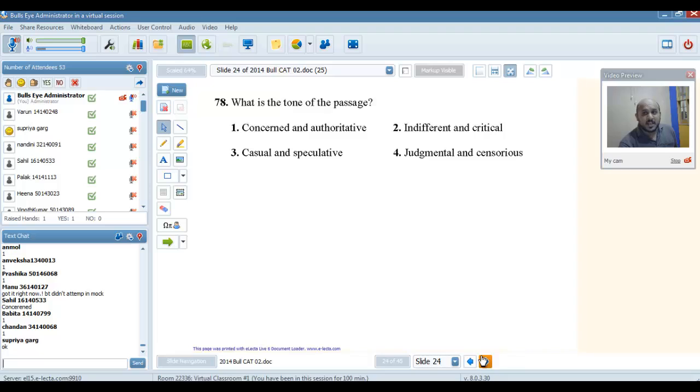Judgmental is he takes up a strong point of view and says this is the only thing which can be correct in the world. He does not do that. In comparison, option number 1 has the word authoritative, which simply means whatever he mentions in the paragraph, he is sure about it. So he is talking from a position of authority, that this is what is happening. That is why the answer is concerned and authoritative.